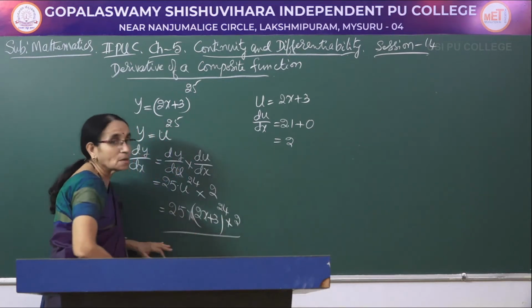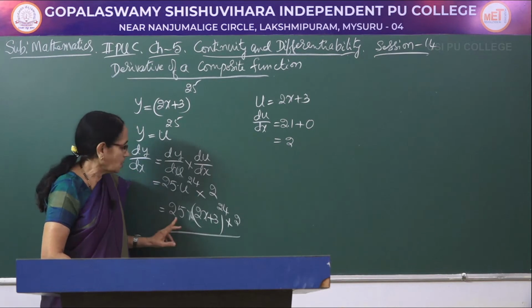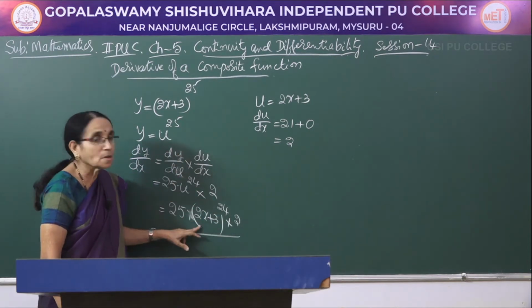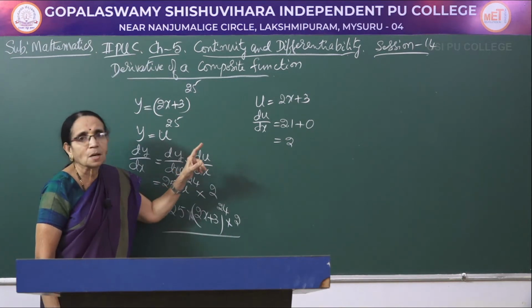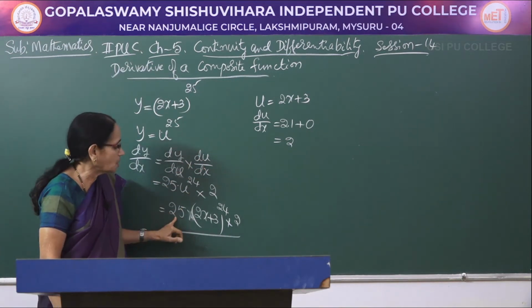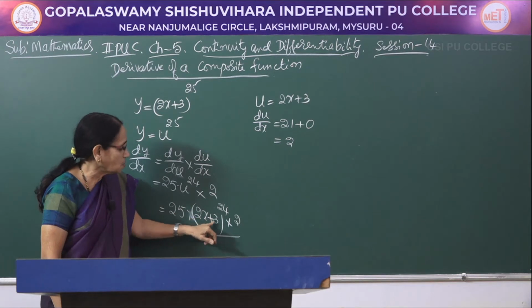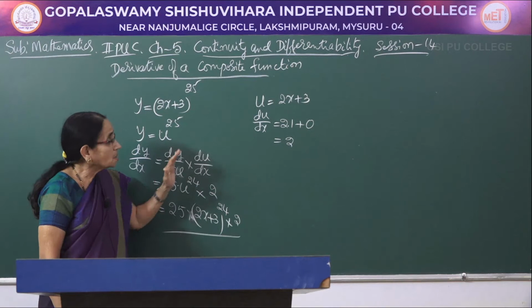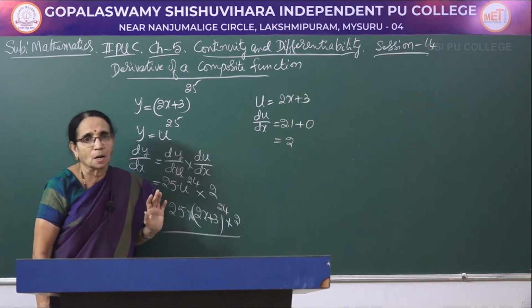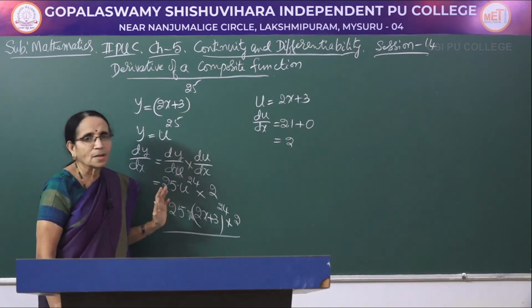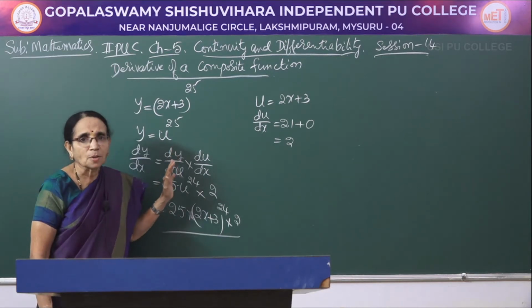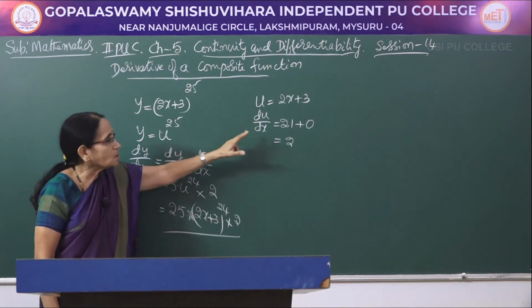Now this is the derivative of the function here, 25 into 2x plus 3 to the power 24 into 2, because I cannot keep the answer in terms of u, it has been given in terms of x. Now this is the procedure we adopt here. Why I have done all this calculation is to show you how the calculation takes place, how the differentiation takes place. For that purpose, this is how it happens.